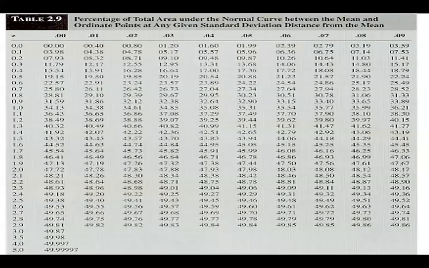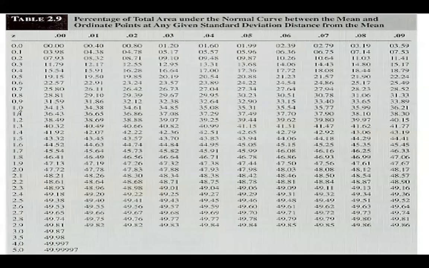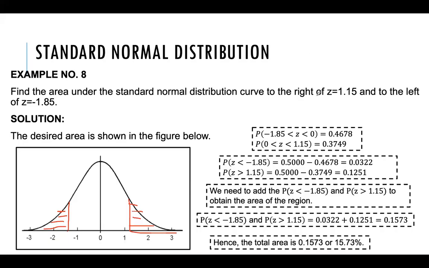Based on table 2.9, 1.85 is 46.78, and 1.15 is 37.49. So, class, we have two z values here, and they are on opposite sides of the curve.